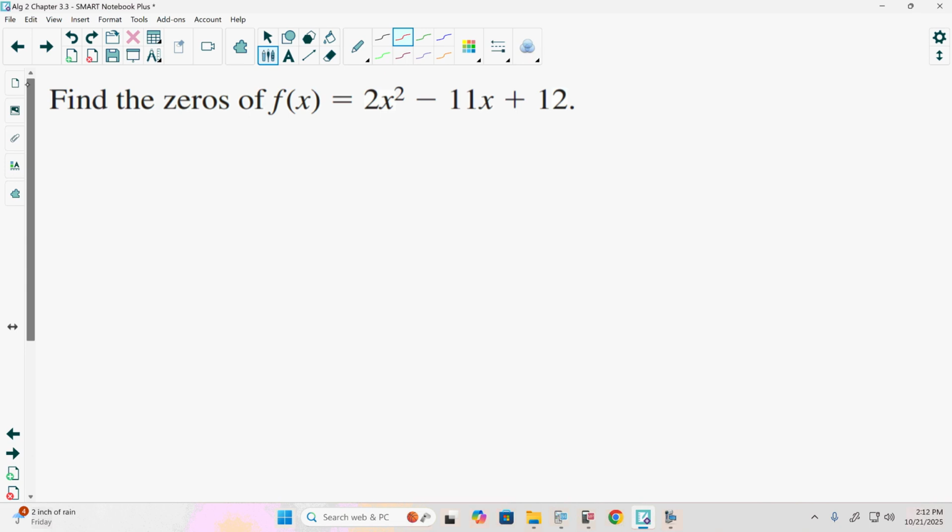Now, this one here is telling us something a little bit different. It wants us to find the zeros of f of x equals 2x squared minus 11x plus 12. Now, we haven't talked about finding zeros up to this point. But what we've been doing today and yesterday with factoring and these methods is trying to find the values of x that will make this function equal what? 0. So those values of x are zeros. They are solutions. They're what's making the function be zero.